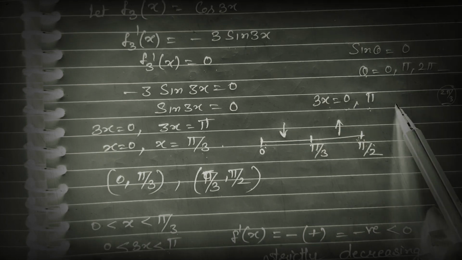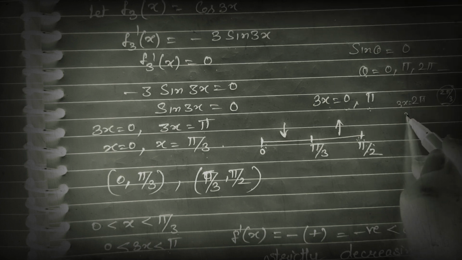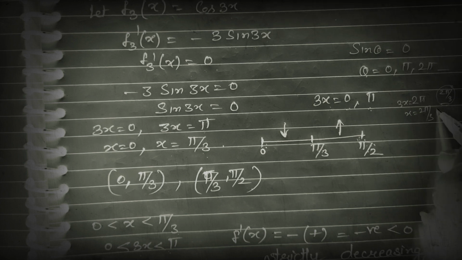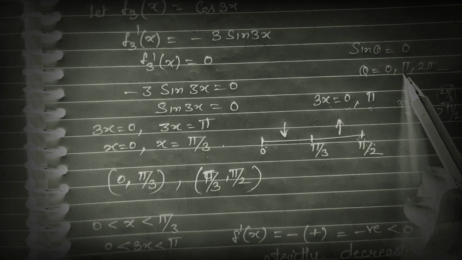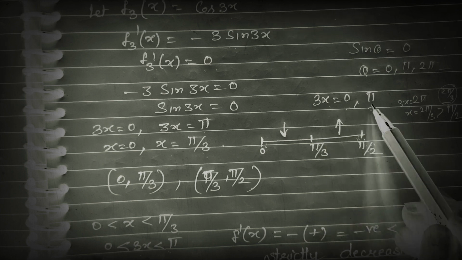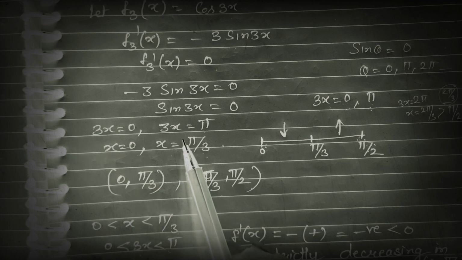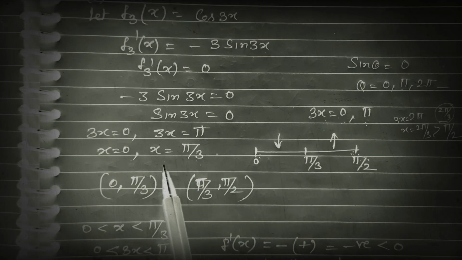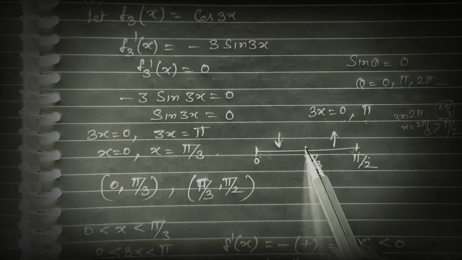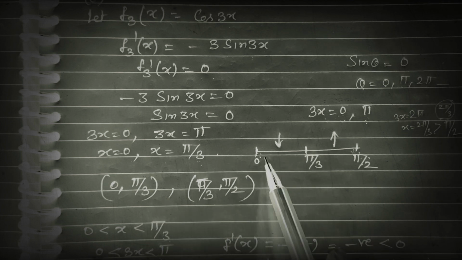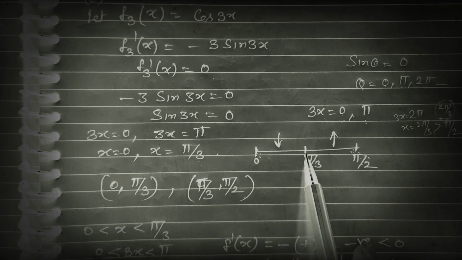So if we take 3x equal to 2 pi, then x will be 2 pi by 3. It is more than pi by 2. So we will take 0 and pi. If 3x is equal to 0, then x is 0, and 3x is equal to pi, then x is pi by 3. So 0 is already here. So we will take the point pi by 3. So the interval will be 0 and pi by 2. In between 0 and pi by 2, we will take pi by 3.